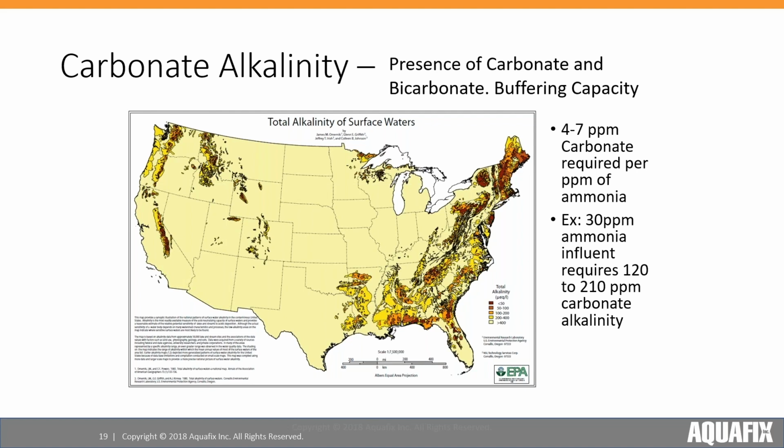The EPA puts out a good map, which I've pictured here, showing the carbonate alkalinity of surface waters all over the U.S., except Hawaii. So in some areas, you normally have a naturally low amount of carbonate alkalinity, and those areas may suffer a little bit from poor alkalinity and poor nitrification. Not all the plants within those areas will end up with alkalinity deficiencies, because as various types of suspended solids are being added to the wastewater, a lot of alkalinity ends up coming into the wastewater plant with that.